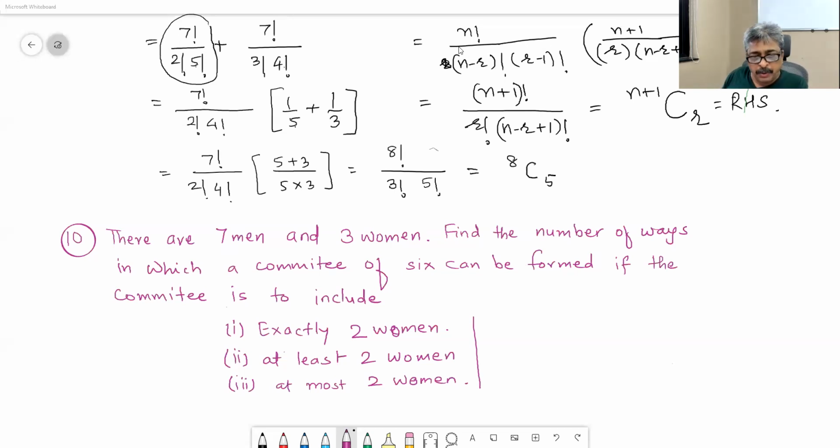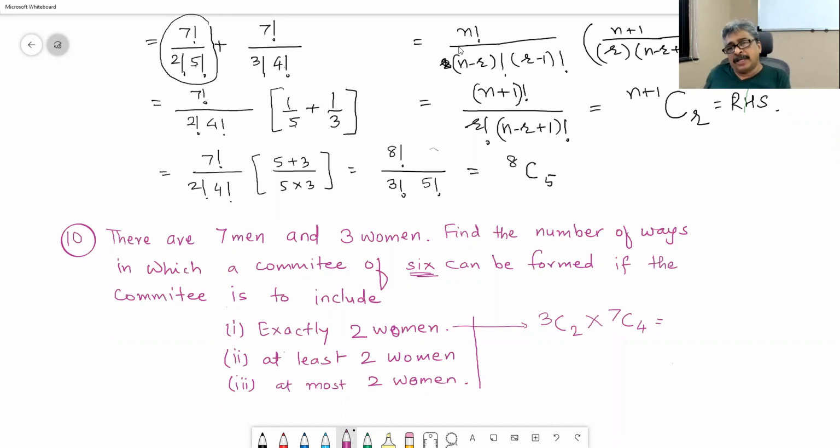Problem number 1. Exactly 2 women. You can choose 2 women out of 3, in 3 choose 2 ways. Having chosen 2 women, we have to choose 4 men because it's a 6-member committee. So choose 2 women out of 3 and choose 4 men out of 7.